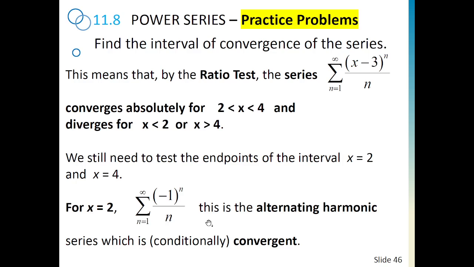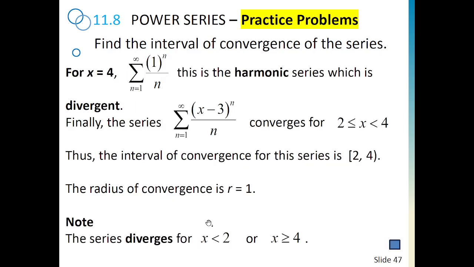That's cool. What's happening at x equal 4? If I plug in x equal 4, 4 minus 3 is 1, so 1 to the power n is 1. So I'll have the harmonic series, and I know the harmonic series is divergent. So in summary, my power series is convergent in the interval 2 to 4, but it is also convergent at x equal 2.